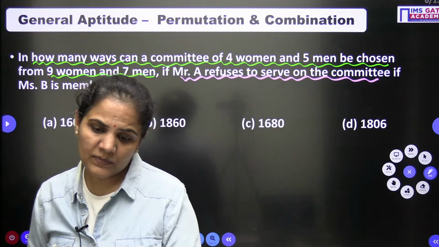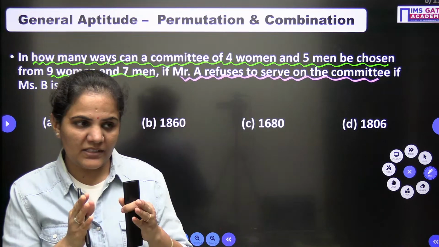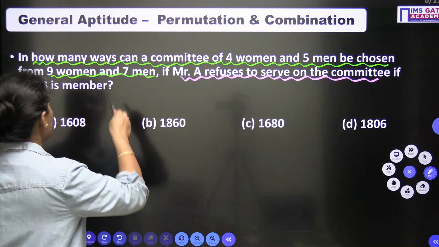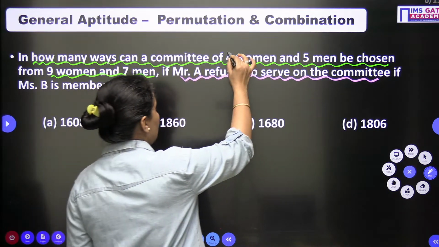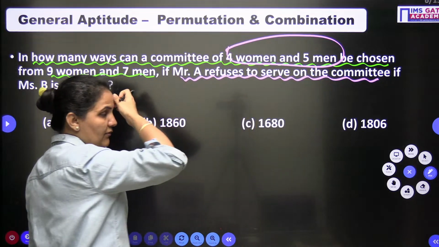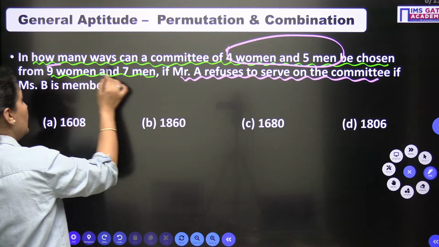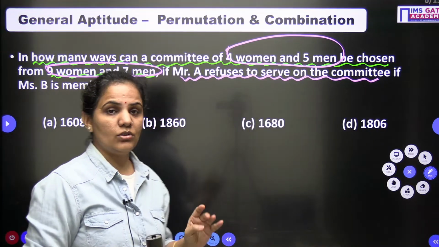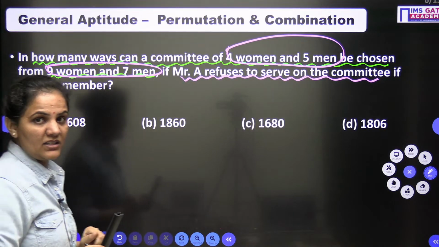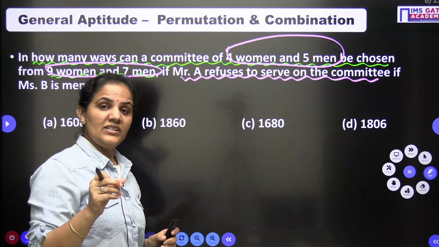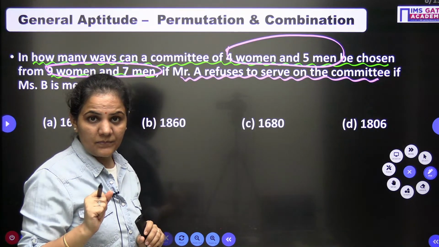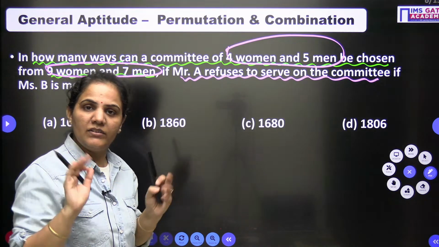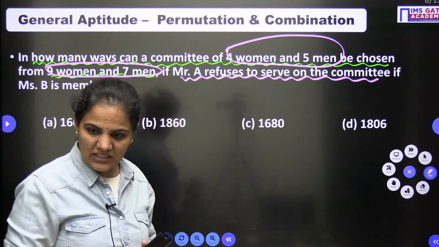So this is again a good pattern of question. A condition is given here. You need to choose a committee of 4 women and 5 men out of the available 9 women and 7 men. But what is the condition? There are 2 persons, Mr. A and Miss B. If Mr. A is in this committee, then Miss B refuses to work with Mr. A. So this is the special condition given to us.